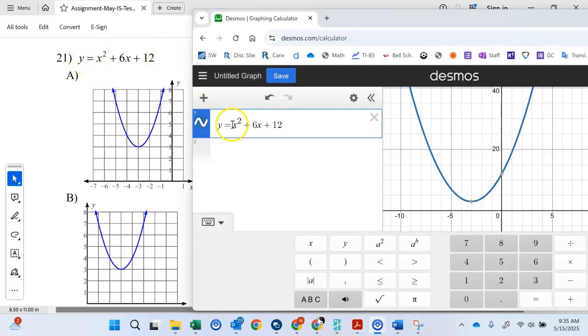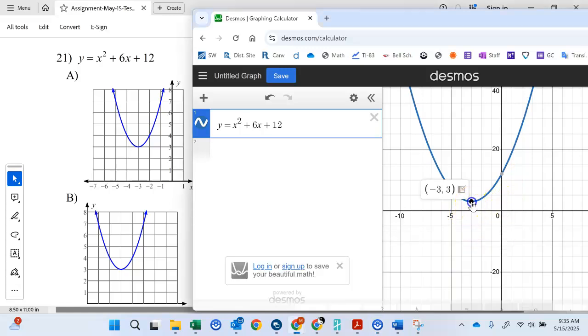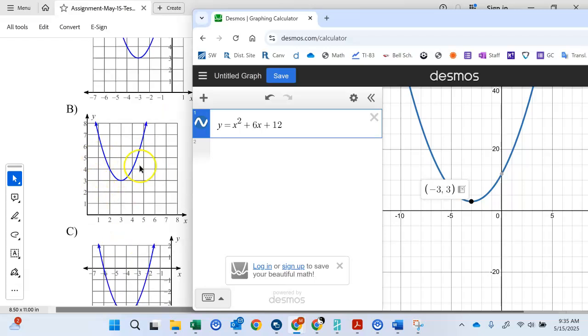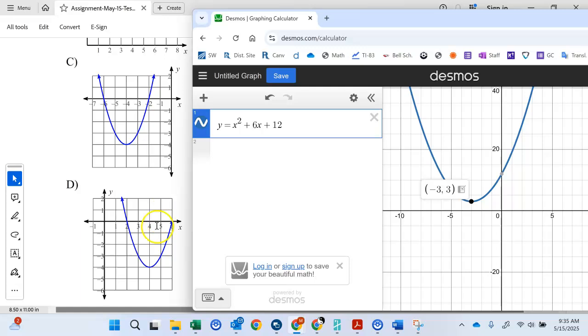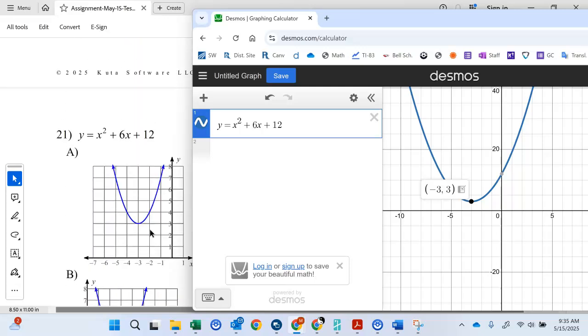Okay, so I entered this in right here, and I see it's to the left of the y-axis, it's above the x-axis, and it has its vertex at negative 3, 3. So I'm looking to the left of the y-axis, above. So maybe A. No, not B, because that's to the right of the y-axis. Is it C? That goes below the x-axis, and this doesn't, so it's not C. And this one's to the right. So just like that, super easy. That one is A. You should be getting that, okay? So that's how you do those.